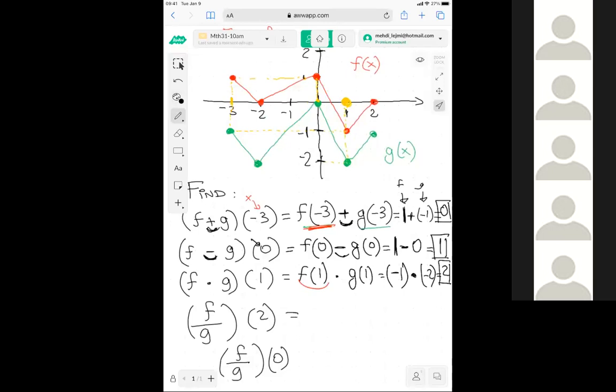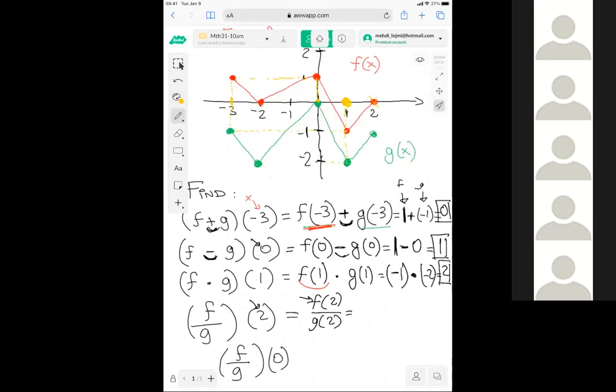Now for division, f over g of two. By definition, my x is two. So it's f of x over g of x, but my input x is two. So that's f of two over g of two. I need to find first f of two. So let's find f of two.